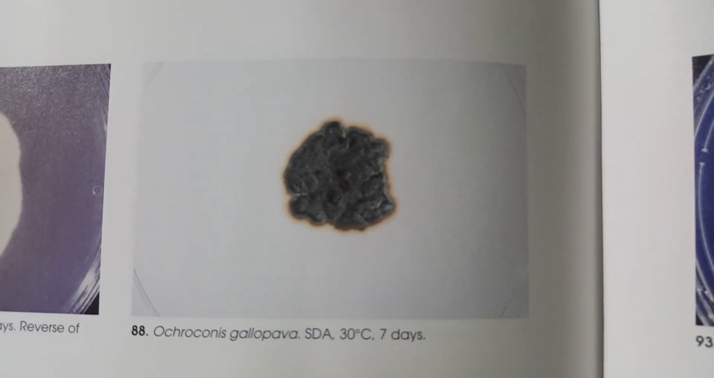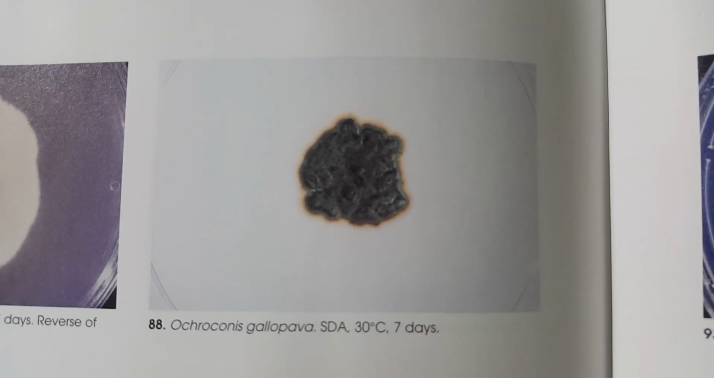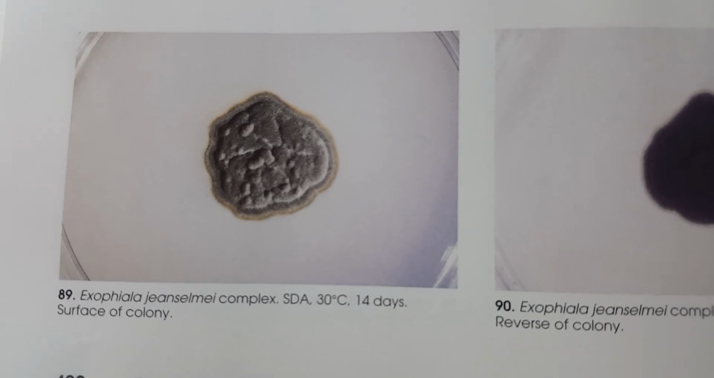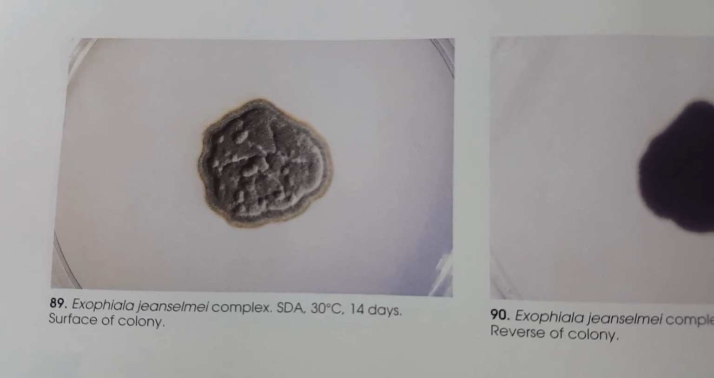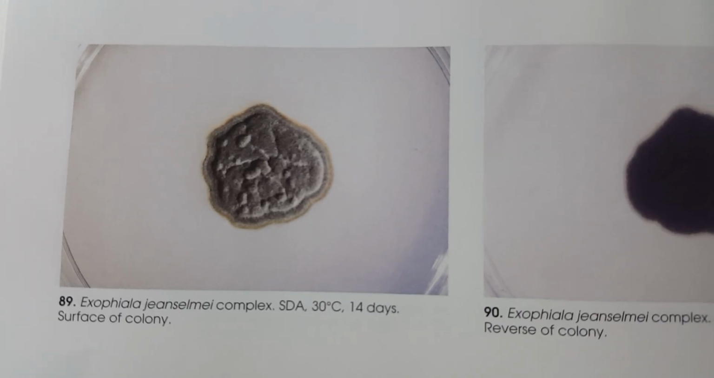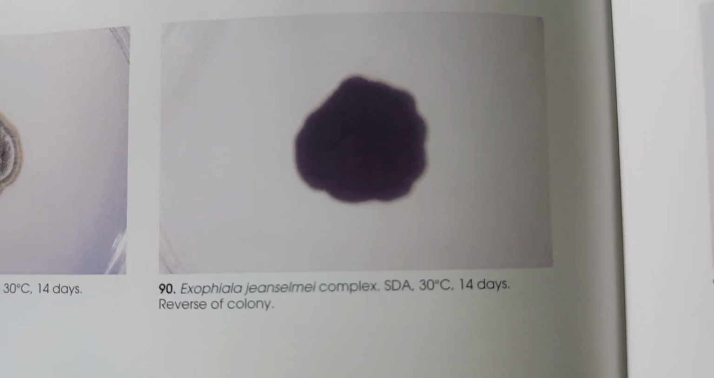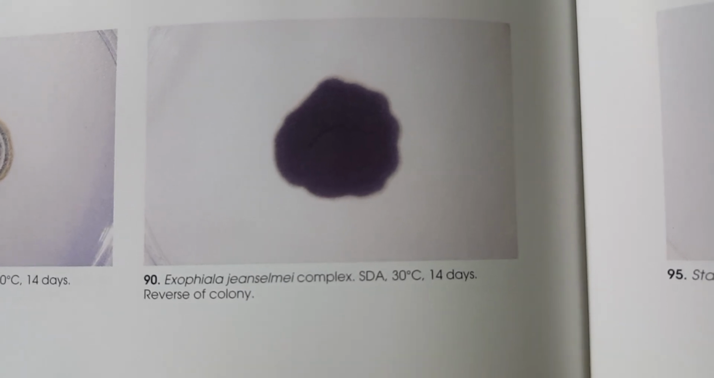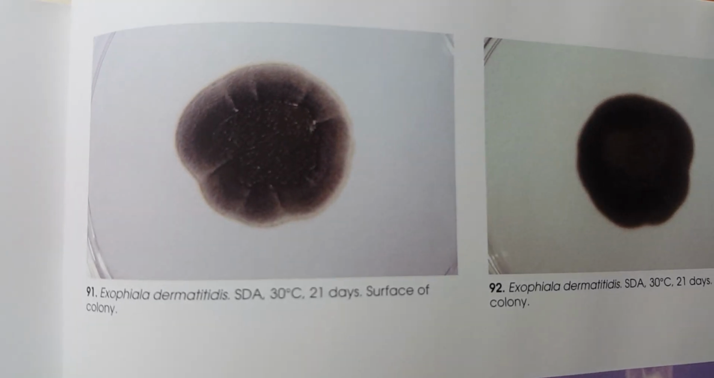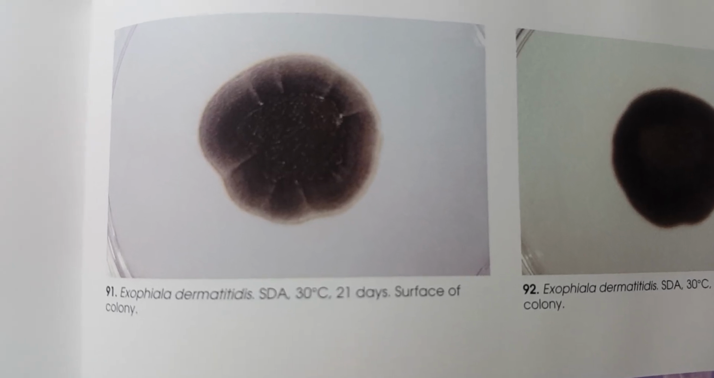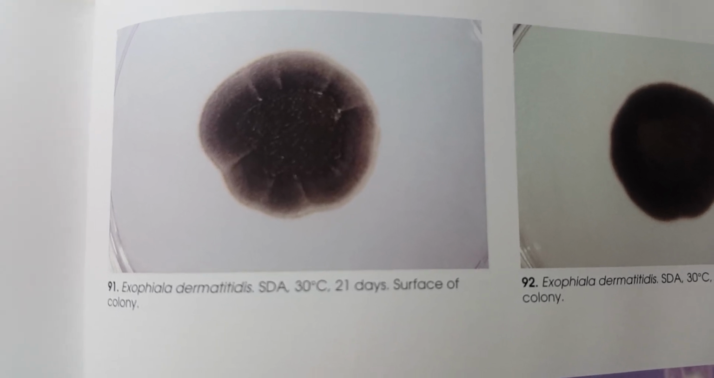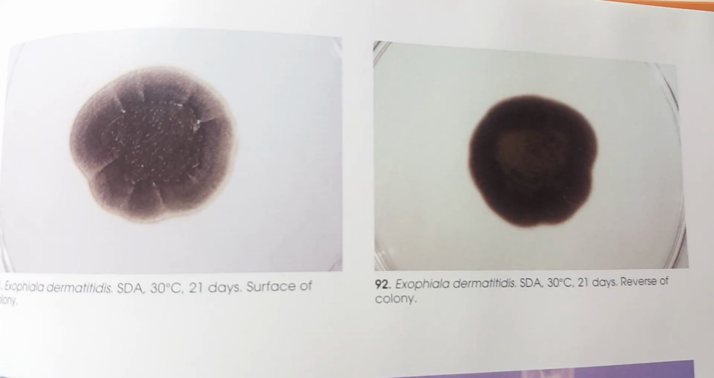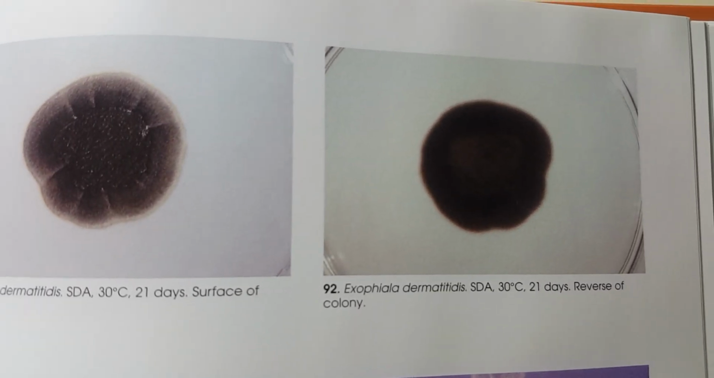Angkora gulpo on SDA after 7 days. Exophiala jeanselmei complex, 14 days. Surface colony, Exophiala jeanselmei complex on SDA at 30 degrees centigrade for 14 days, and reverse colony. Exophiala dermatitidis on SDA at 30 degrees centigrade for 21 days. Surface colony, and Exophiala dermatitidis reverse colony after 21 days.